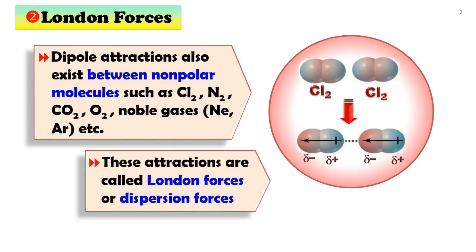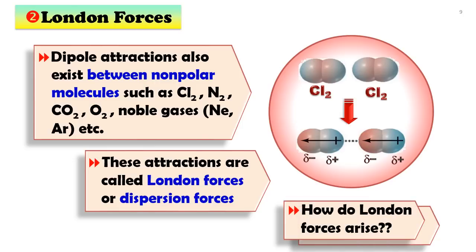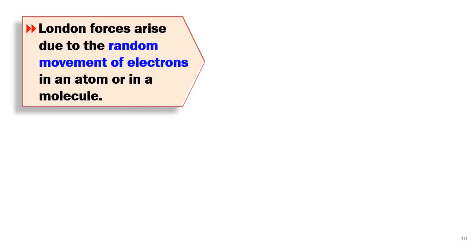The dipole attractions between the nonpolar molecules are known as London forces or dispersion forces. Since the molecules are nonpolar, then how do London forces arise? So this will be explained in the next slide. London forces arise due to the random movement of electrons in an atom or in a molecule.